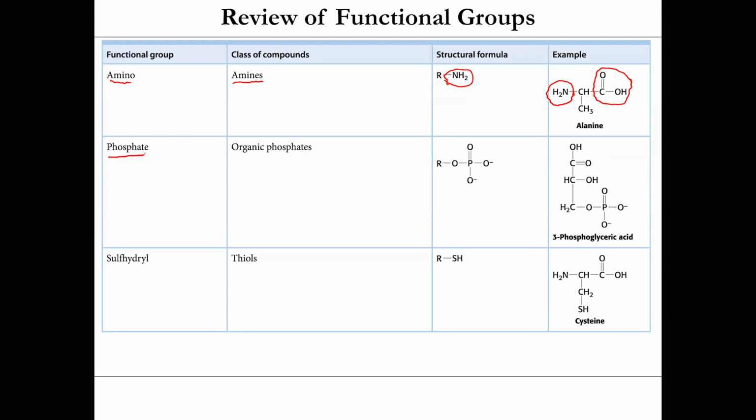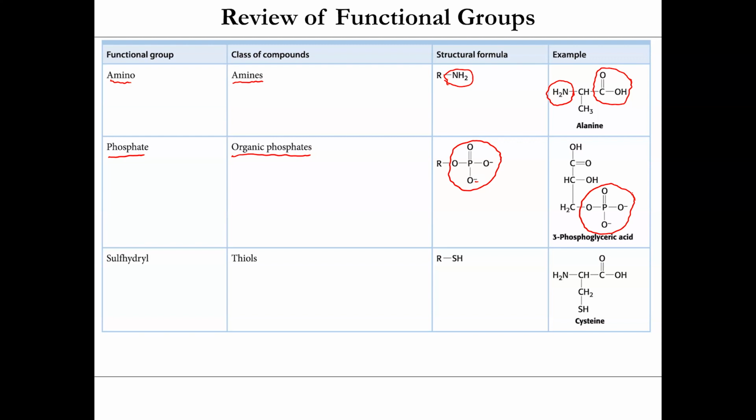Next, we have phosphate groups. Organic phosphates and other types of molecules can be phosphorylated and carry this phosphate group. That's going to be a phosphate bound to 4 different oxygen atoms, and it carries a negative charge. An example of this would be 3-phosphoglyceric acid. It's got this phosphate group right here.